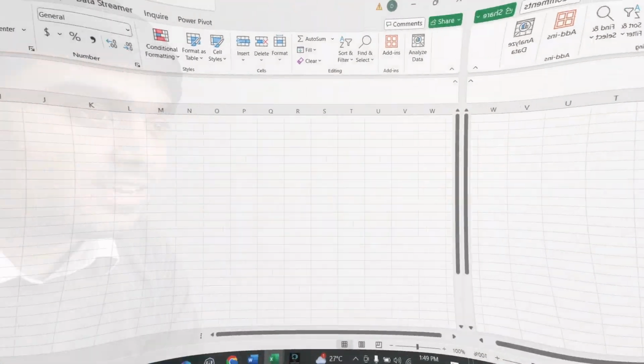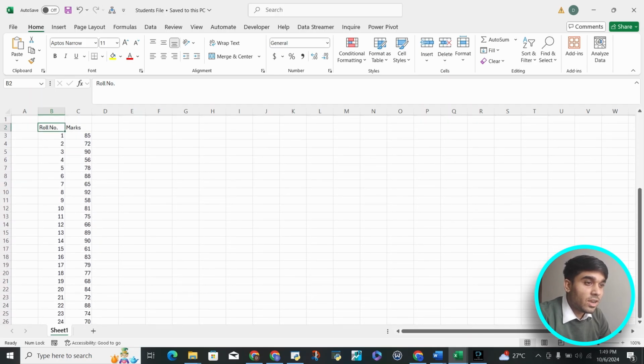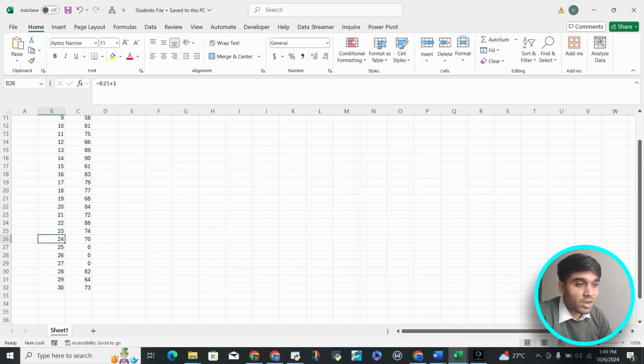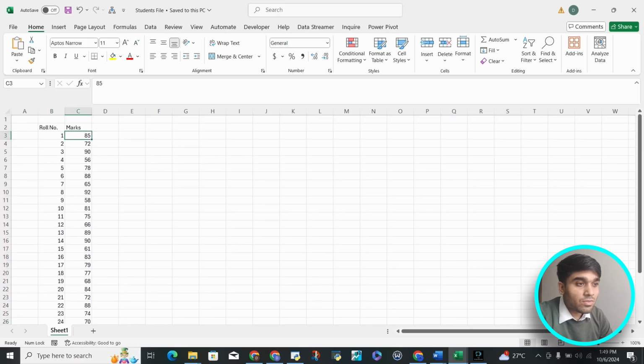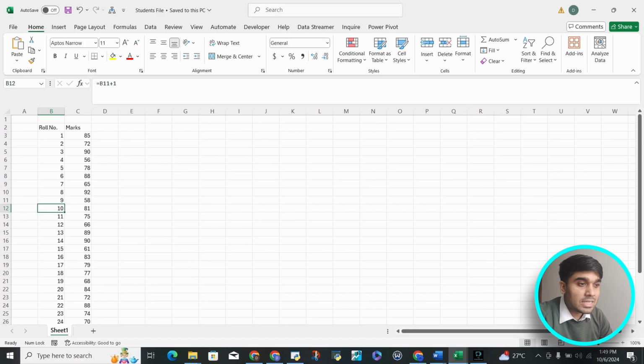Let's just see the screen. The case study is related to when you are in your 7th grade, and in your 7th grade you gave the exam of mathematics, and you had 30 students in your class. So these are the marks of all of those 30 students of your class, and your roll number is 10, right? That is, you got 81 marks.